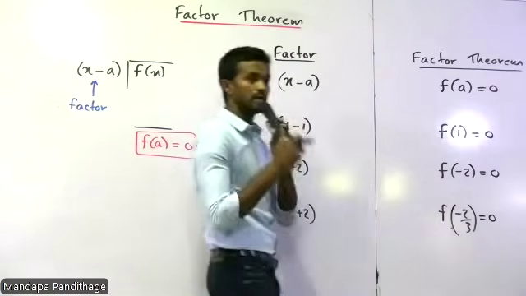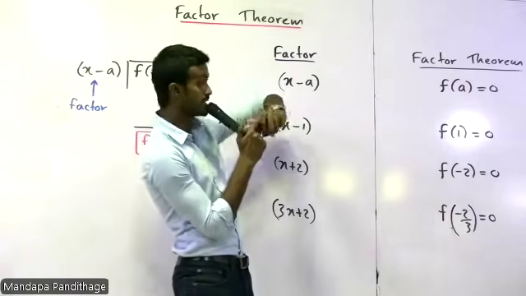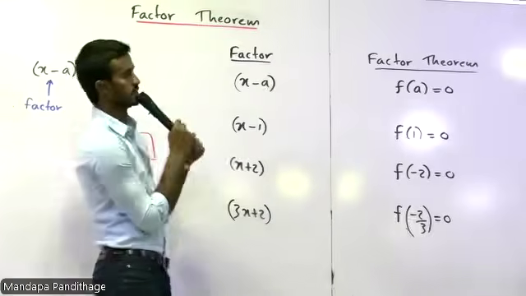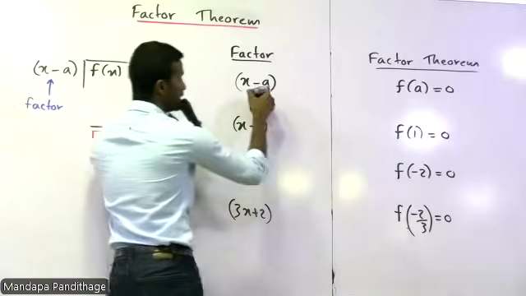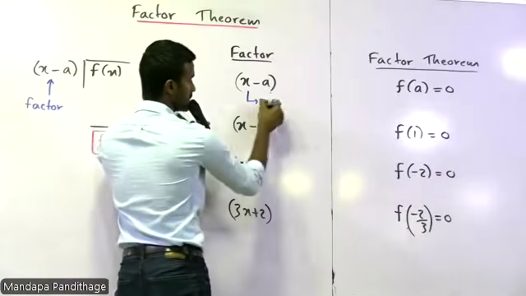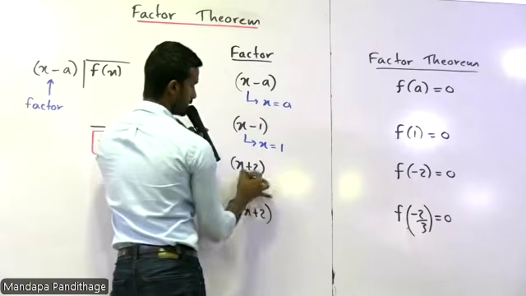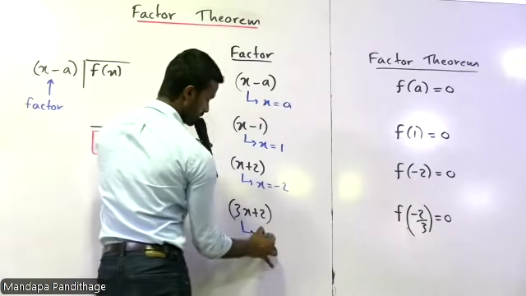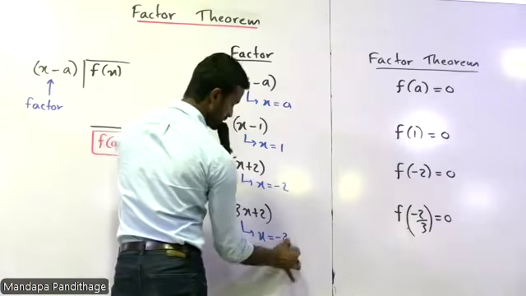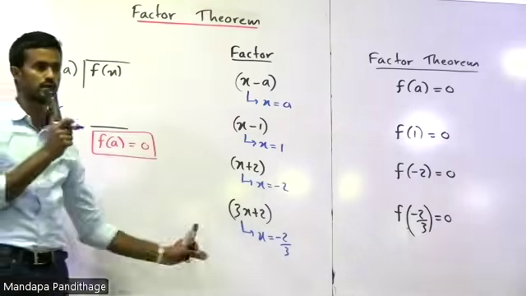Clear? The same set we wrote earlier for the remainder theorem, now it is a, and since it's a factor, it's equal to 0. The same thing: what x values do we take? The x values that make the factor 0. So it becomes 0 when x equals a, x equals 1, x equals minus 2, and x equals minus 2 over 3. Clear? Hands up if the factor theorem is clear.